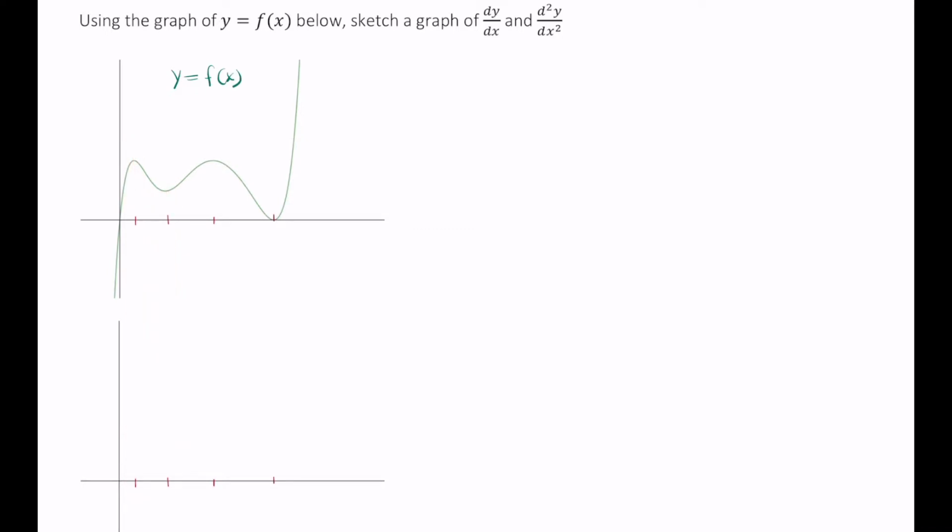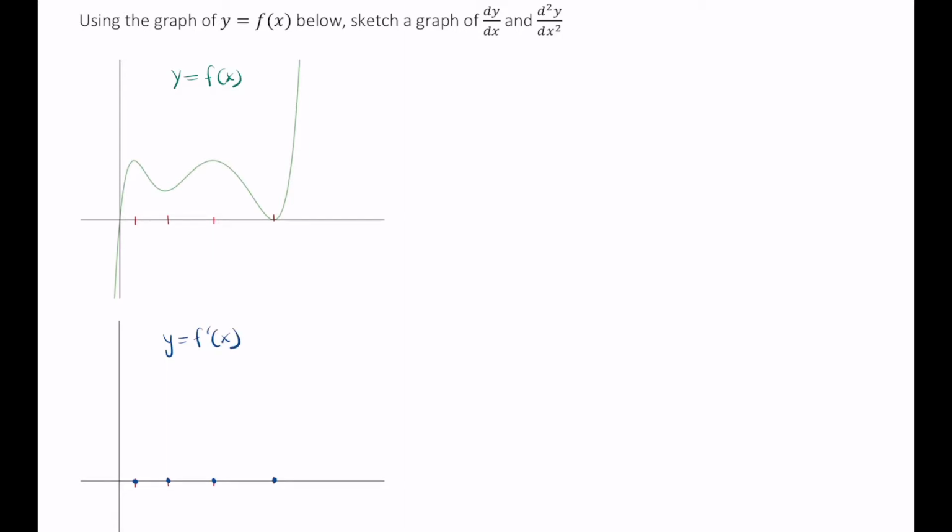Okay, as you can see here, I went ahead and labeled these 4 points on this blank axis, and they correspond to these 4 points on the axis above. And those are the 4 places where the graph of y equals f of x has a horizontal tangent line. So along these 4 marks, I'm going to mark 4 spots. So these are the x-intercepts of y equals f prime of x.